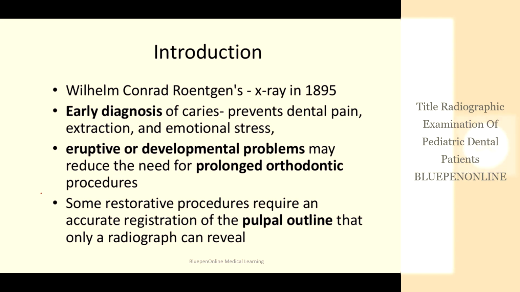William Conrad Röntgen introduced X-ray in 1895. What are the uses of X-rays? It helps in early diagnosis of caries. Thus, it will prevent dental pain, extraction, and emotional stress, and also eruptive or developmental problems, which will reduce the need for prolonged orthodontic procedures too. And it is also helpful in case of restorative procedures that will require an accurate registration of the pulpal outline that only a radiograph can reveal.